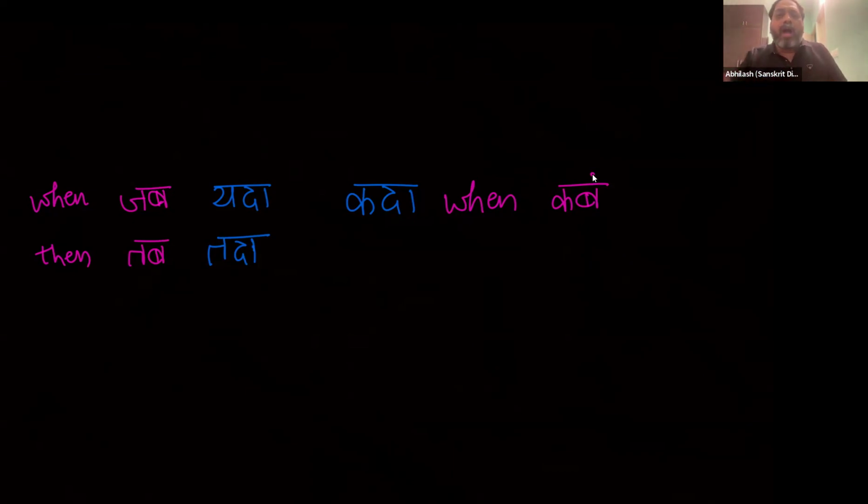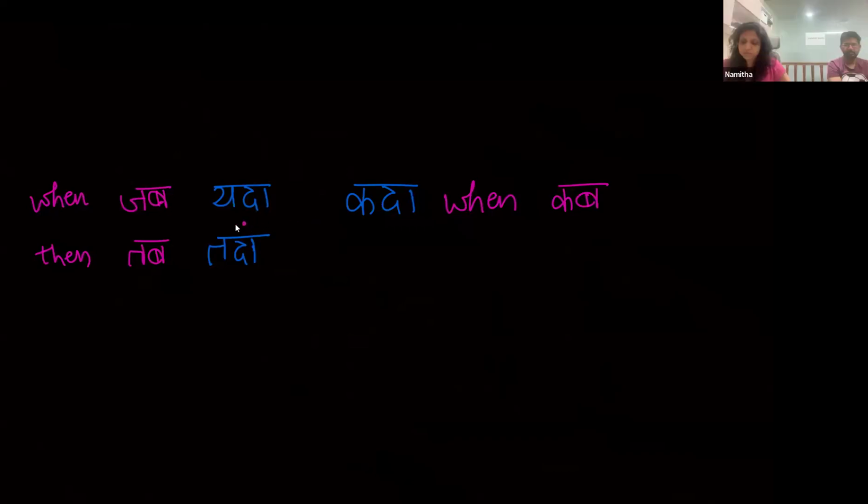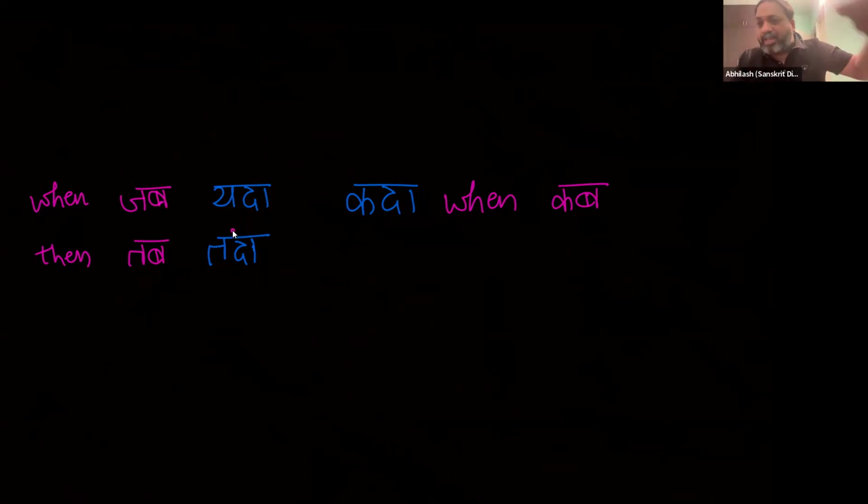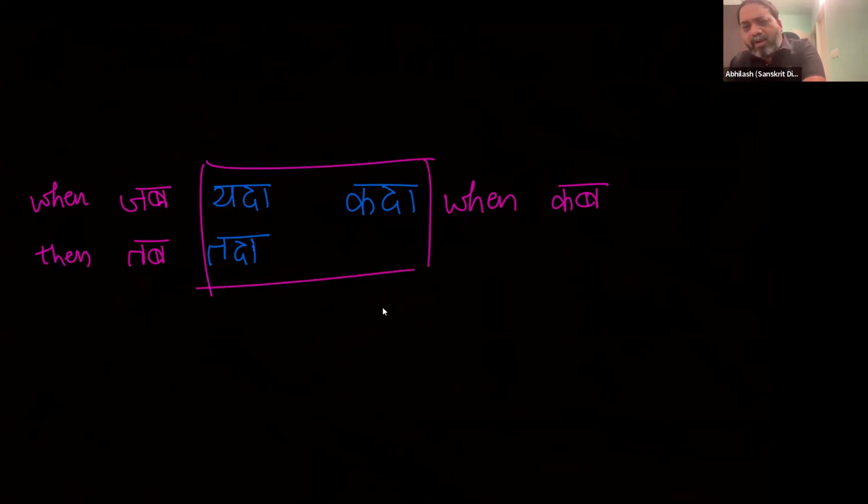So how do we use these in sentences? Yada yada hi dharmasya. That was there, right? So yada yada hi means whenever, jab, something happens here. Jab glanir bhavati Bharata. So this is yada, tada, kada. We have done this for atra, tatra, kutra also.